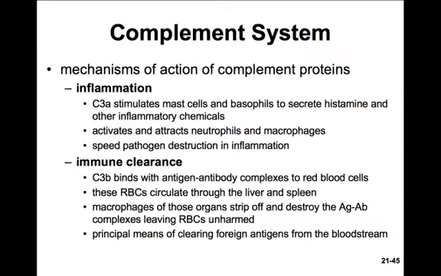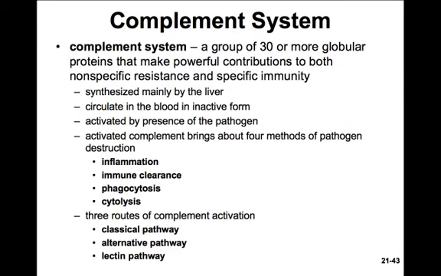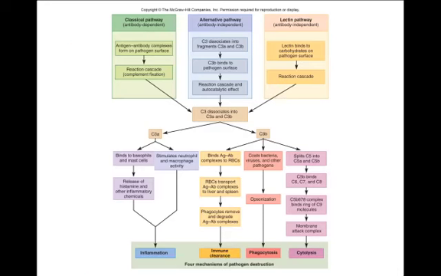So again, we were just looking at the complement system. In the complement system, we're looking at a load of different proteins that can help protect us against invading pathogens. The way they can do this is by activating 4 different means of pathogen destruction. They're involved in activating inflammation, immune clearance, phagocytosis, and cytolysis. 4 different ways to destroy pathogens.